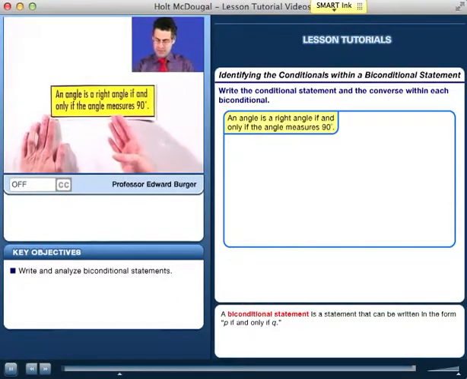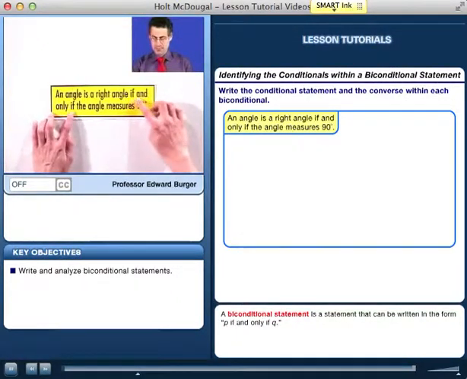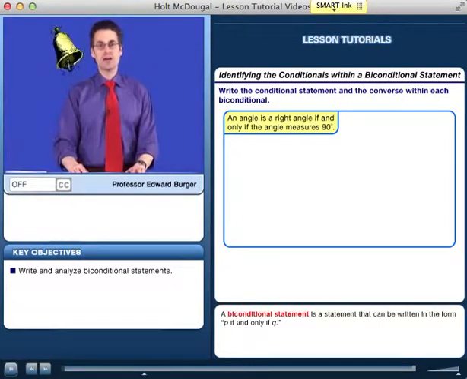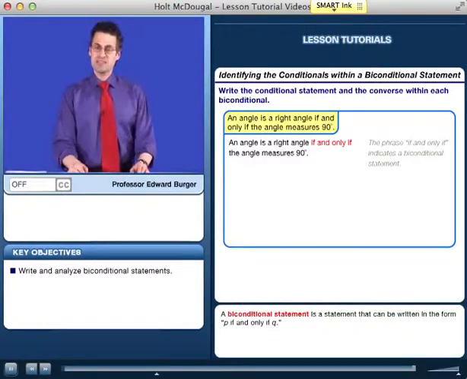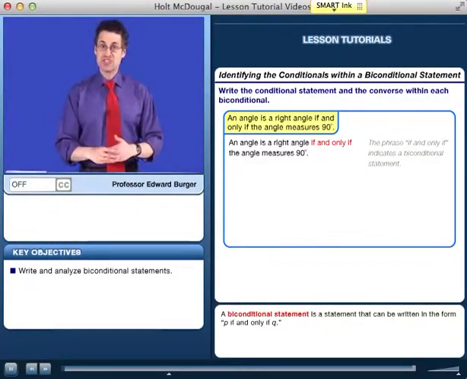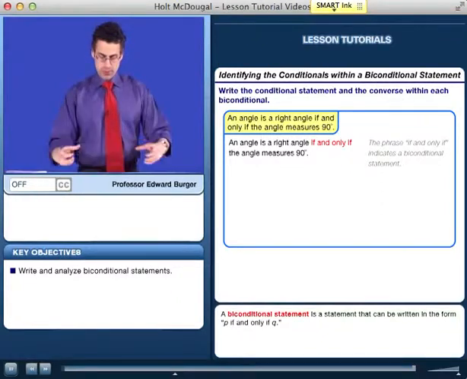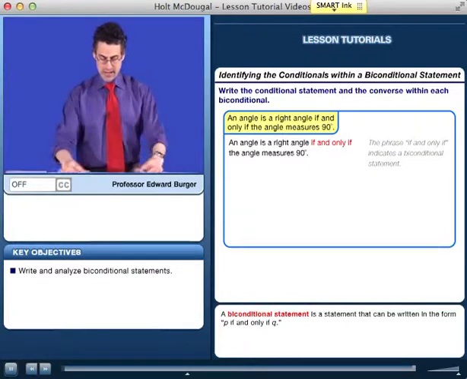An angle is a right angle if and only if the angle measures 90 degrees. It's the if and only if part that's a little cue in our ear to tell us that, in fact, this is a biconditional statement. That means that inside of this is actually a conditional statement and its converse, both in one. Let's pull it apart and see the conditional statement and the converse all held in this.